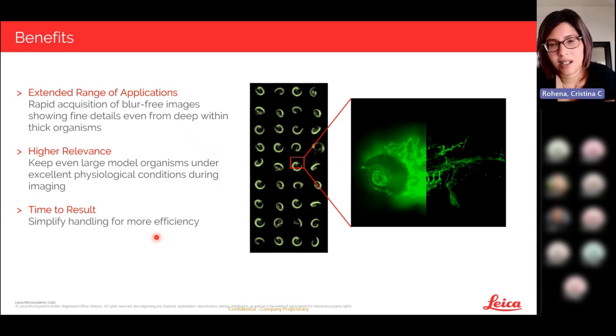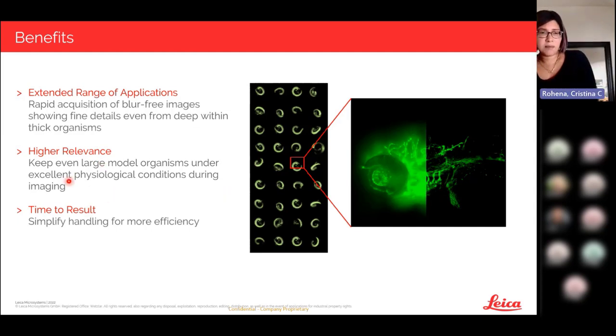With our Model Organism, you're able to extend your range of application by rapidly acquiring blur-free images and showing the fine detail even deep within thick organisms. This is an example of zebrafish sorting. You can see that you can zoom in to different areas of the zebrafish, and in the Thunder image, you can really reveal the vasculature of the fish really easily.